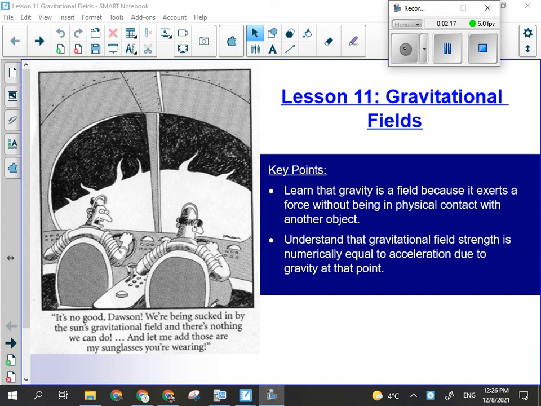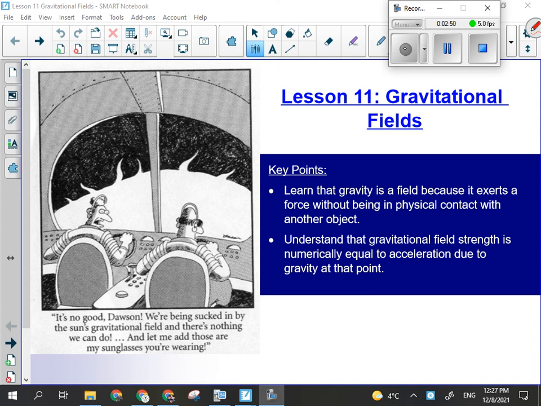So gravity is a field because it exerts a force without being in physical contact, and gravitational field strength is numerically equal to acceleration due to gravity at any given point. So the Earth's gravitational field strength on its surface is on average 9.81 newtons per kilogram. That sounds weird? Every other time you've heard that, you've heard it as meters per second squared, yes?